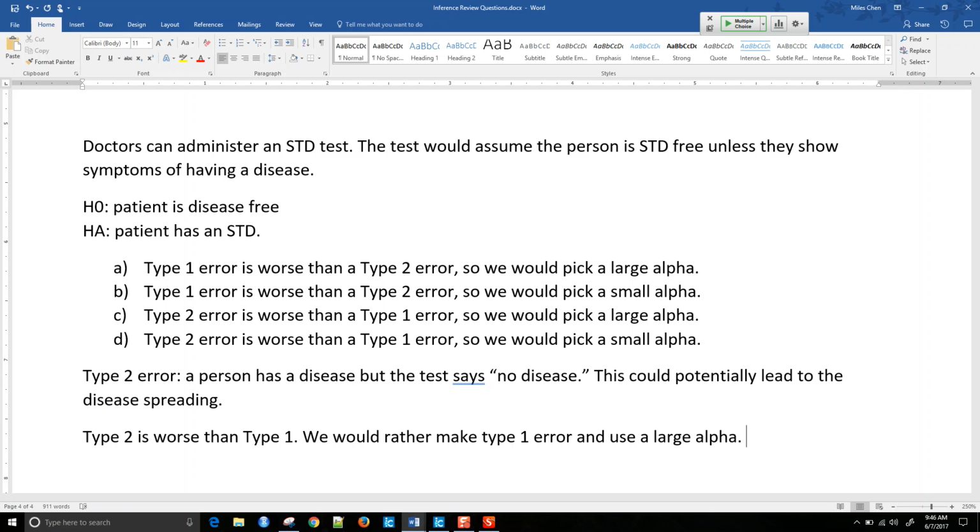Yeah, question? Is type 2 error always worse than type 1? No, that's not always the case, okay? Because in the case of the criminal trial, we said the type 1 error is worse than the type 2. Type 1 would be convicting an innocent person for a crime they didn't commit, and we said that would be worse. I mean, debatable, but that would be worse than letting a guilty person go free.